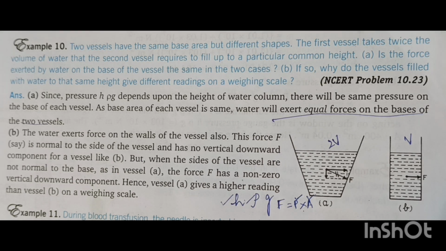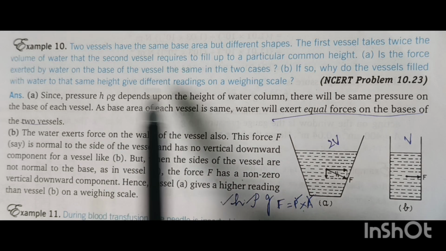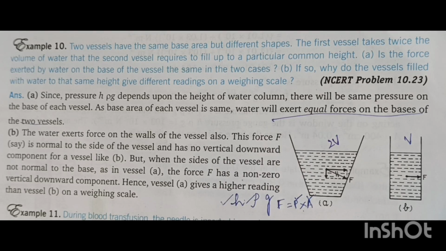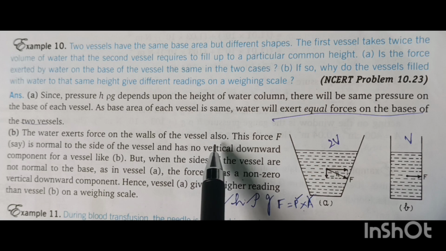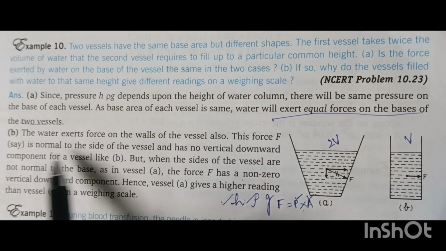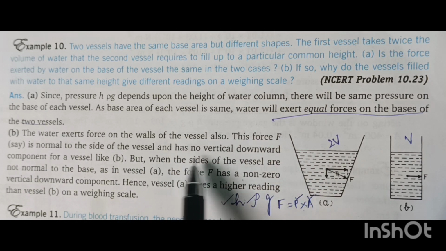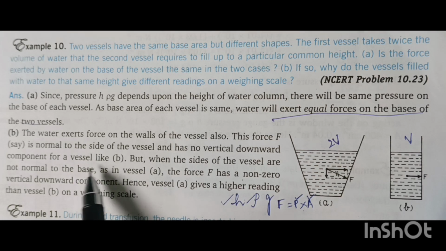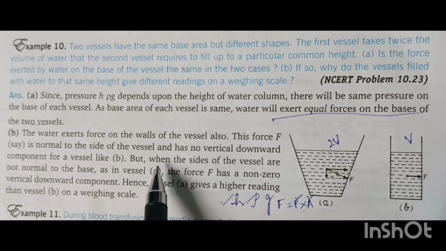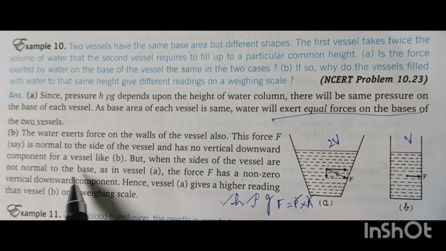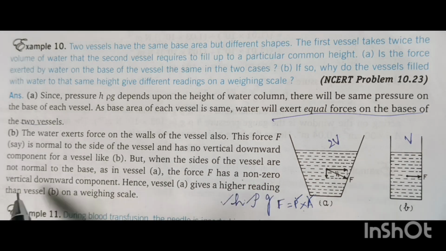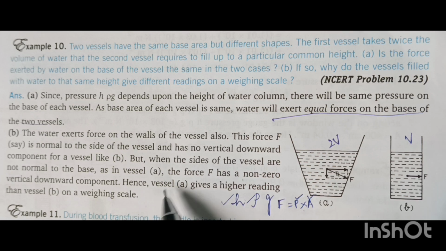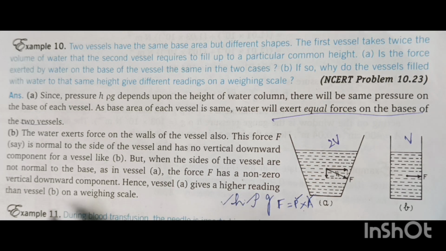Now let us move to the second question: why do they give different readings on the weighing scale? The water exerts force on the walls of the vessels also. This force F is normal to the side of the vessel and has no vertical downward component for a vessel like B. But when the sides of the vessel are not normal to the base, as in vessel A, the force F has a non-zero vertical downward component. Hence, vessel A gives a higher reading than vessel B on a weighing scale.